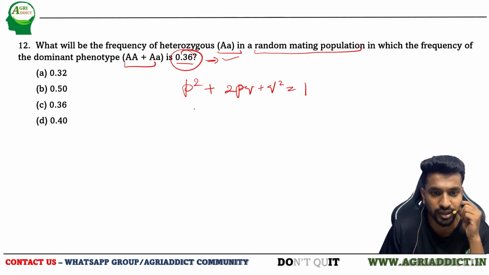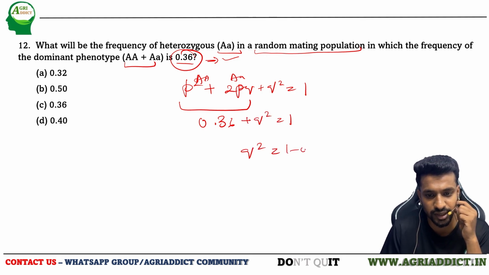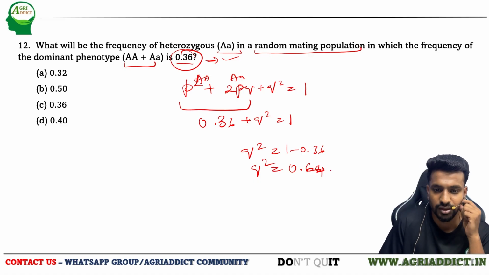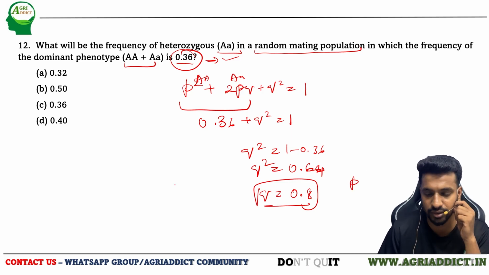So what they have given here, they have clearly given the value of p square plus 2pq, that is frequency of capital A capital A plus frequency of capital A small a, plus q square is equal to 1. So if we substitute and try to find out the answer, it is 1 minus 0.36, which would be q square, 0.64, and q would be 0.8. So this is the value of q, and what will be the value of p? The p would be again 1 minus q, it would be 0.2. So this is the value.